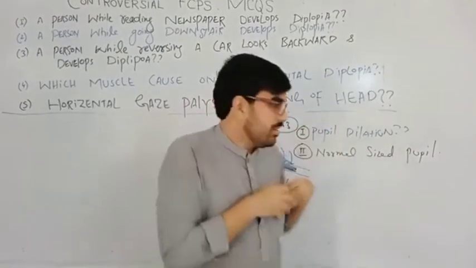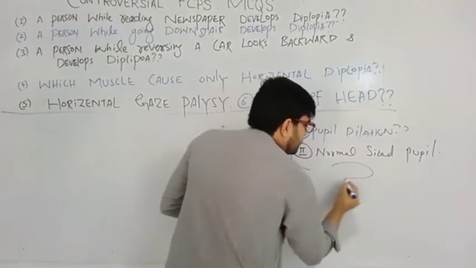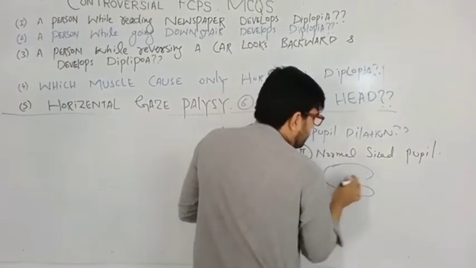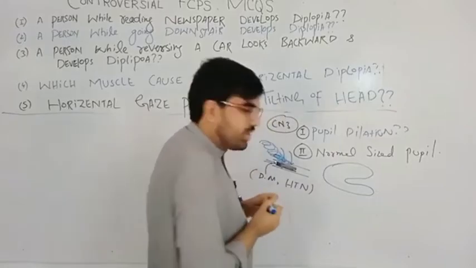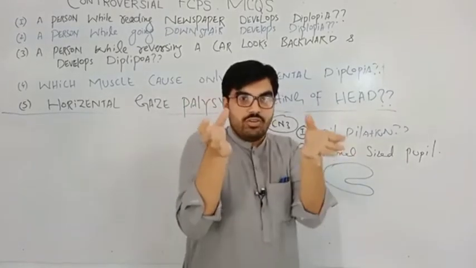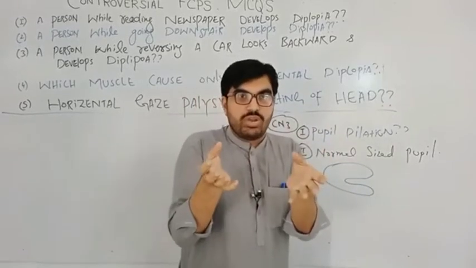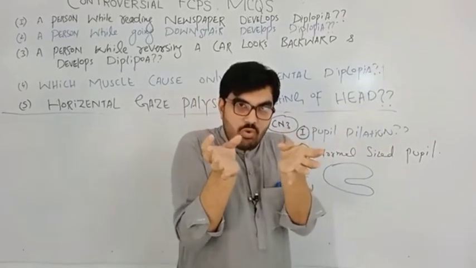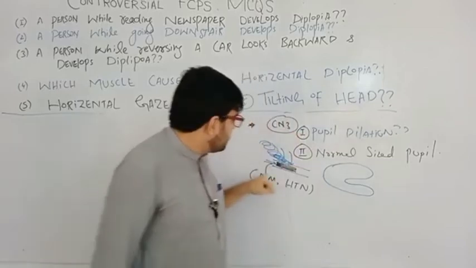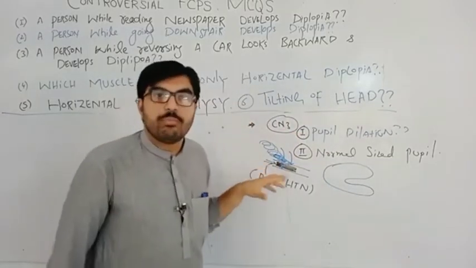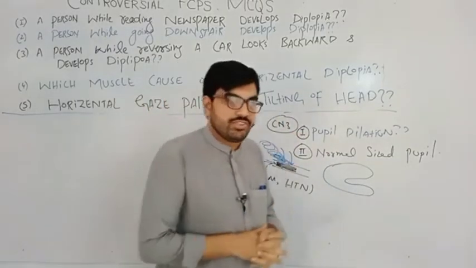We have the brain. This is the brain, this is the cortex, this is the temporal lobe. So what happens when there is a temporal lobe tumor, or when there is raised intracranial pressure? The brain herniates downward and impinges on the third nerve. Now that is the differentiating point based on just a clinical manifestation.